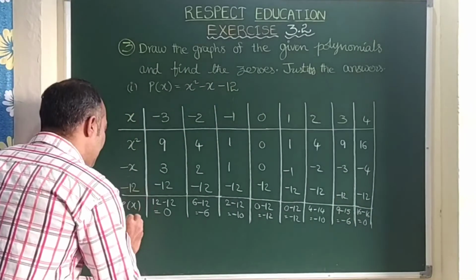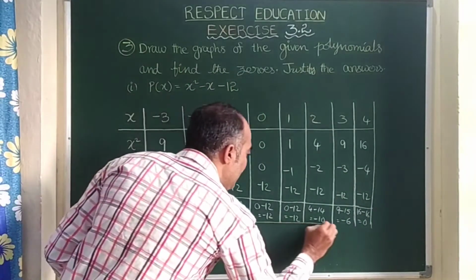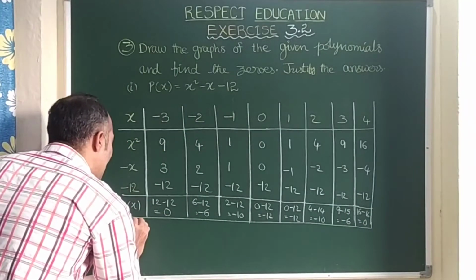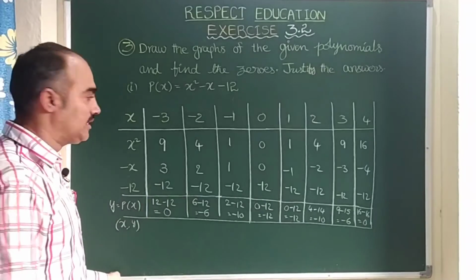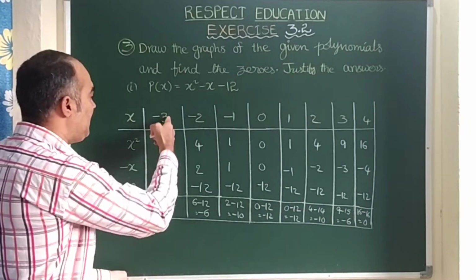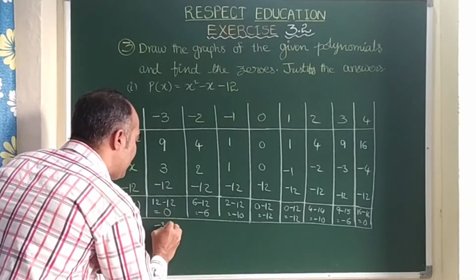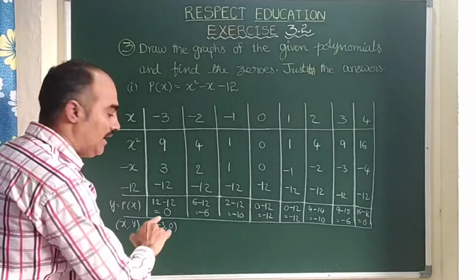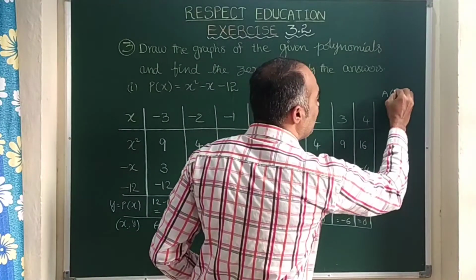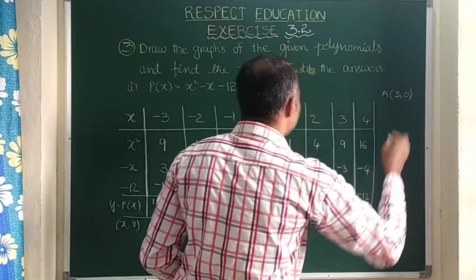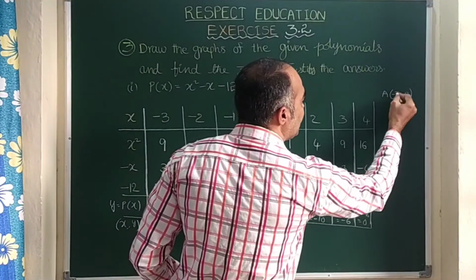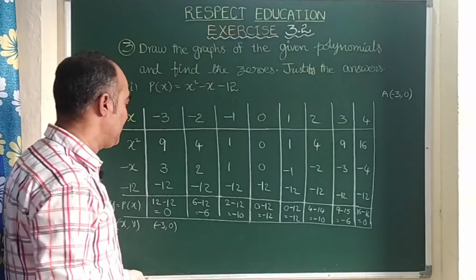Now here we write order of pairs, means x comma y. Here you see x is the starting value, y is the ending value. Minus 3 comma 0. First one is minus 3 comma 0. Let us write this point as first point here, because with these points we need to draw the graph. If x is minus 3, y is 0. That I am taking as first point.